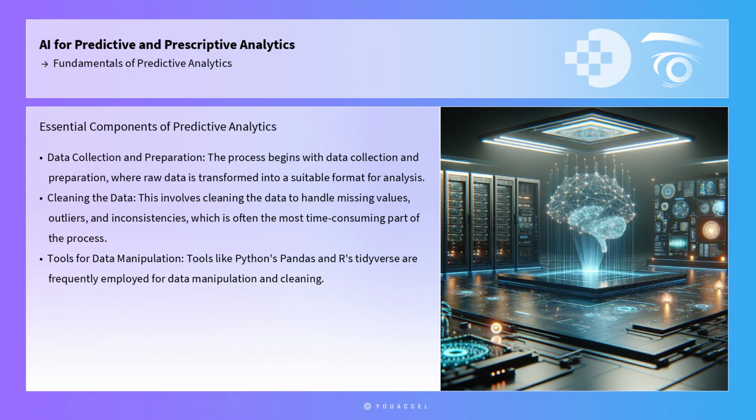To effectively implement predictive analytics, professionals must first understand the essential components that drive these predictions. The process begins with data collection and preparation, where raw data is transformed into a suitable format for analysis. This involves cleaning the data to handle missing values, outliers, and inconsistencies, which is often the most time-consuming part of the process. Tools like Python's Pandas and R's Tidyverse are frequently employed for data manipulation and cleaning. These tools enable analysts to streamline the data preparation process, ensuring that the datasets used in predictive modeling are as accurate and representative as possible.